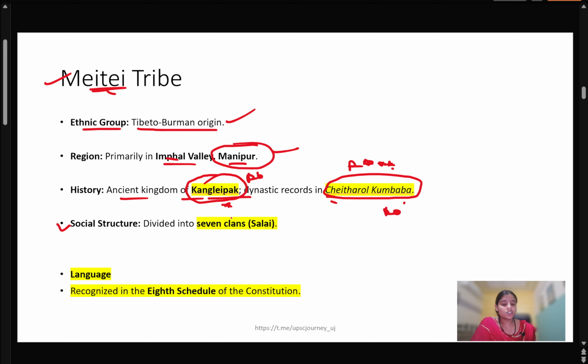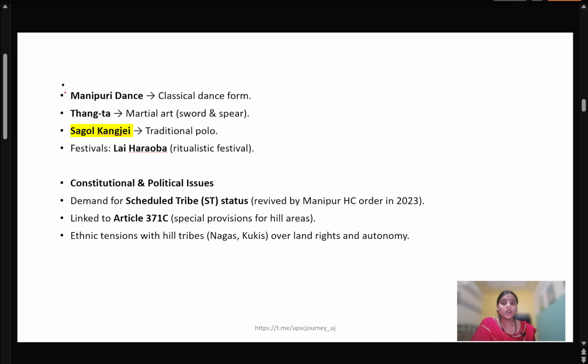Talking about social structure, they are divided into 7 clans, which are called Salai. Talking about their language, it is recognized in the 8th Schedule of the Constitution. The 8th Schedule is regarding languages in India. So the language is also recognized in the 8th Schedule of the Constitution. This is about the Meitei tribe.